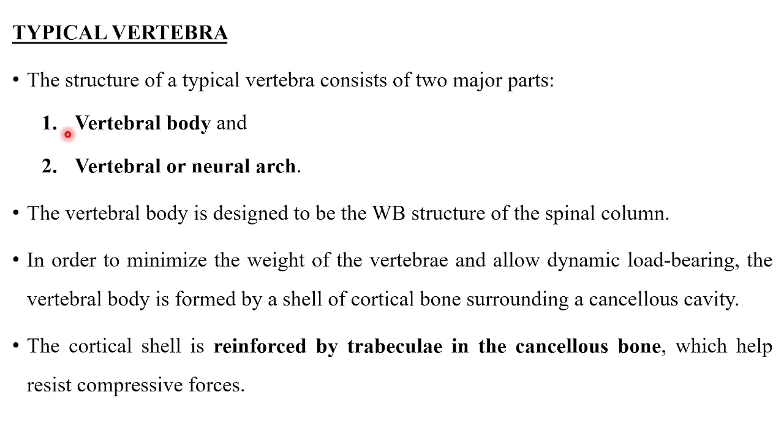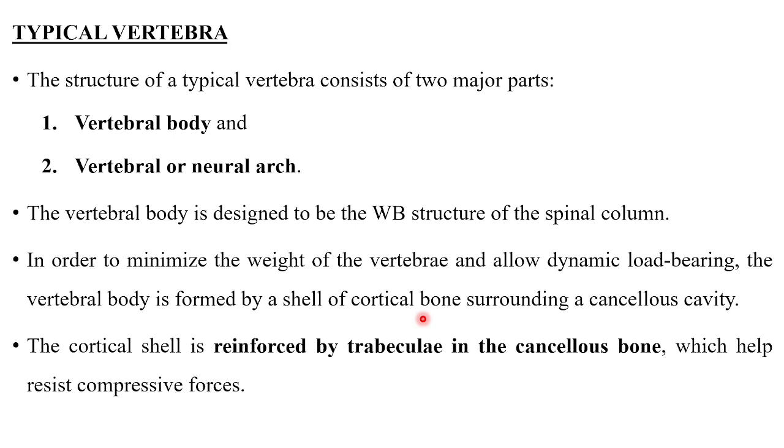Coming to the typical vertebrae, the structure of a typical vertebra consists of two major parts: the vertebral body and the vertebral or neural arch. The vertebral body is designed to be the weight-bearing structure of the spinal column. In order to minimize the weight of the vertebrae and allow dynamic load bearing, the vertebral body is formed by a shell of cortical bone surrounding a cancellous cavity. So this is not a solid block of bone.